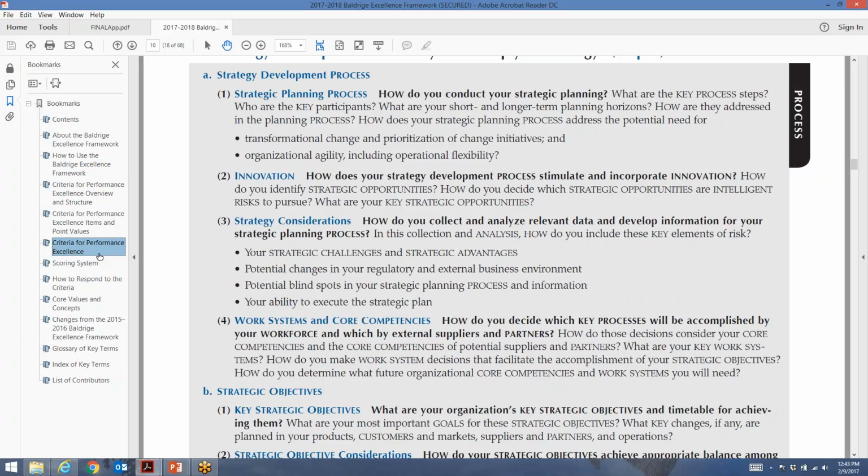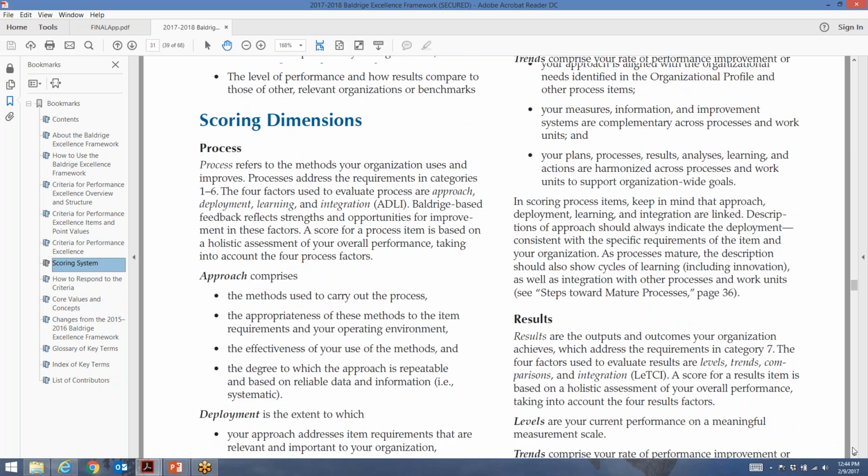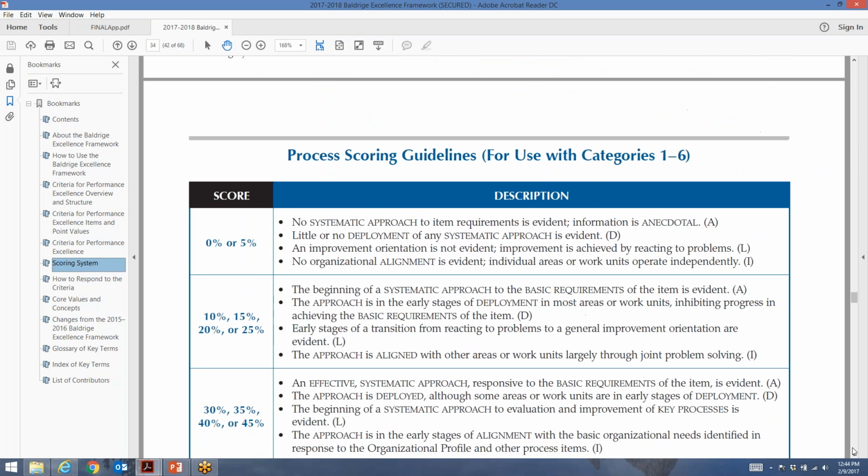Does that help? Yes, thank you. Okay. Other questions about approach? Okay. So let's talk about deployment. Chris hit on that, and how would we talk about deployment?